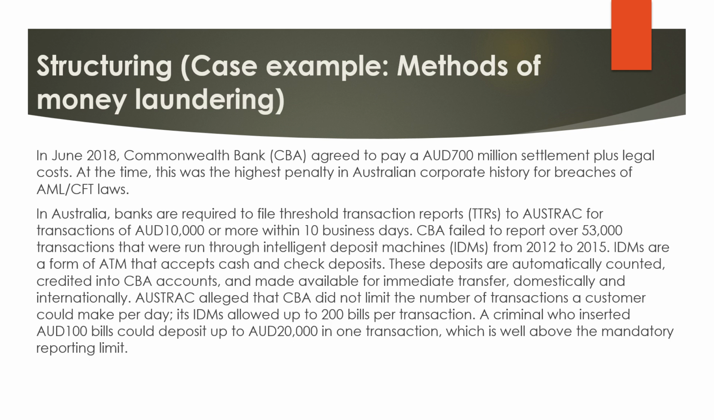In May and June 2016, more than 1 billion AUD in cash moved through CBA's IDMs. Many of the transactions were deposited into accounts and fell below the threshold transaction limit. Prior to using IDMs, CBA did not carry out an AML/CFT risk assessment. Despite alerts raised in its internal transaction monitoring system, CBA did not conduct a subsequent risk assessment.